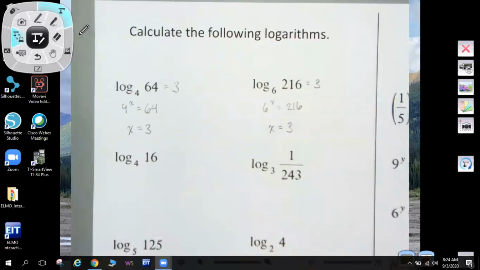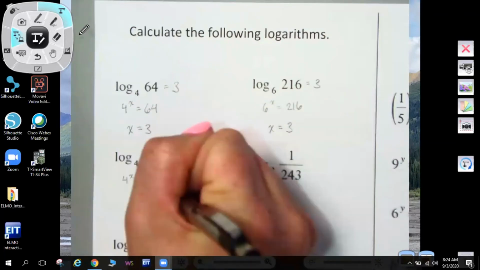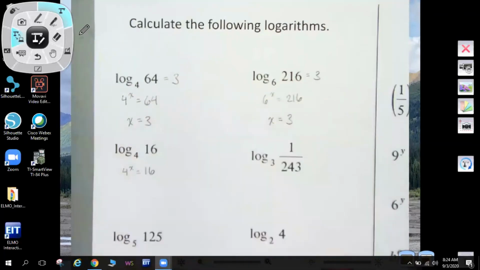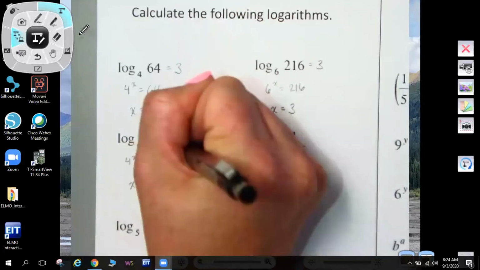Okay, log base 4 of 16. This is asking: 4 to what power equals 16? Hopefully you don't need a calculator for this one. 2. So the value of this logarithm is 2.